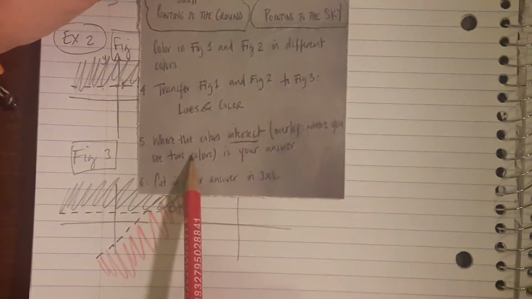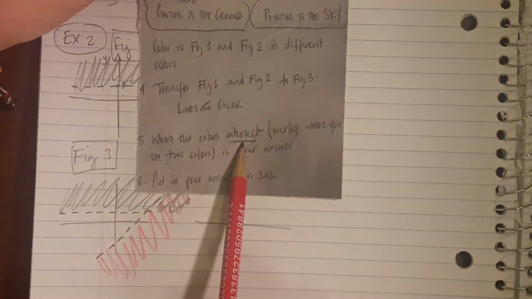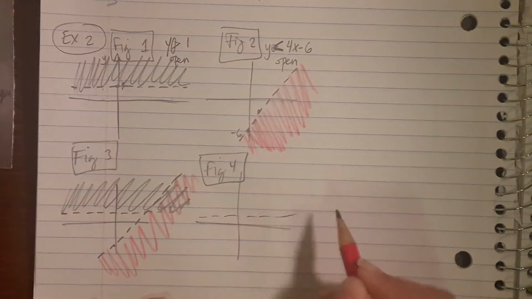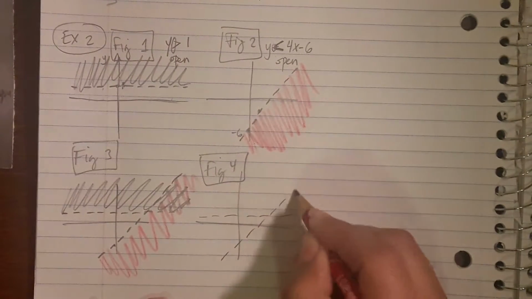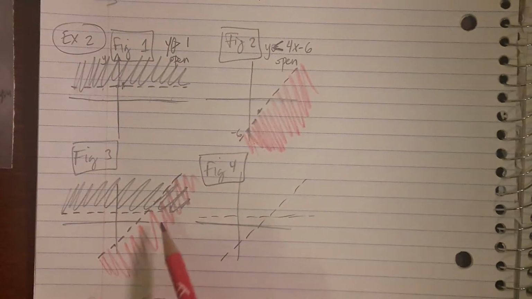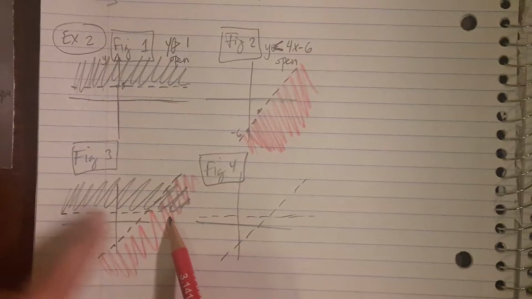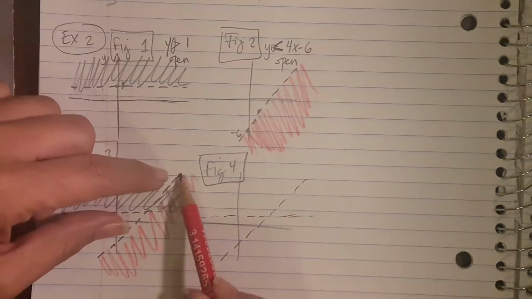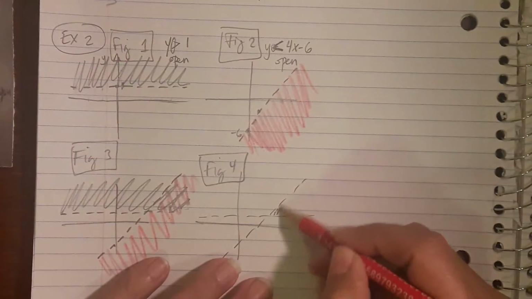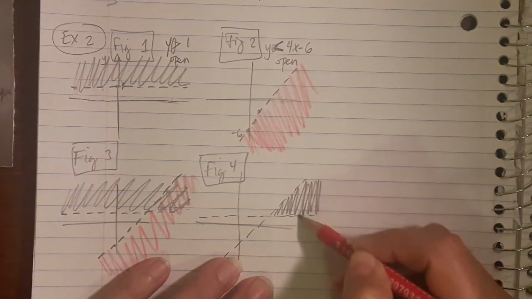Okay, so now the question is where the colors intersect. In other words, where they overlap, where you see both colors is your answer. So I'm going to draw my 2 lines again, little dotted lines. Where do you see both colors, both the pencil and the red? So you see red only, pencil only. Only over here on this little part you see pencil and red. So the final answer is really this.